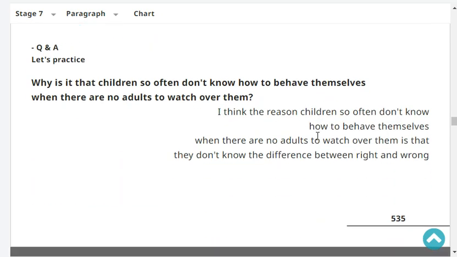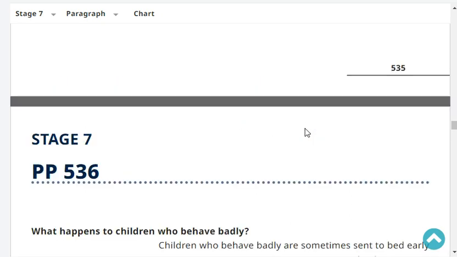Okay. Why is it that children so often don't know how to behave themselves when there are no adults to watch over them? I think the reason children so often don't know how to behave themselves when there are no adults to watch over them is that they don't know the difference between right and wrong.